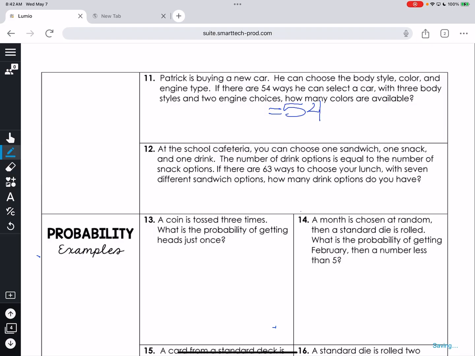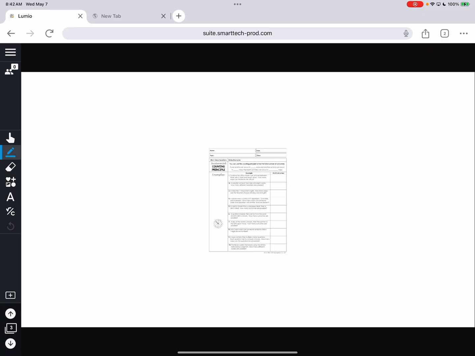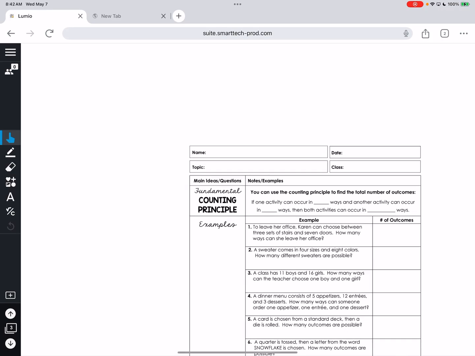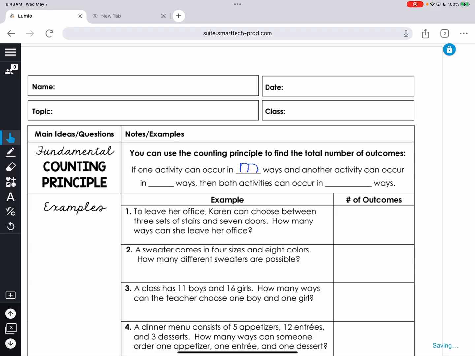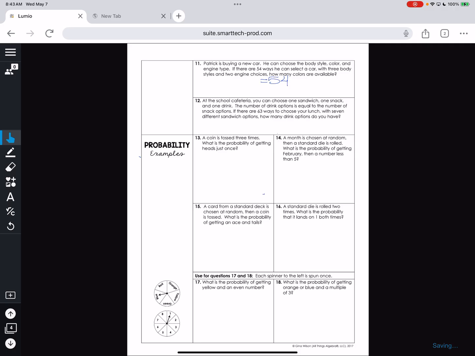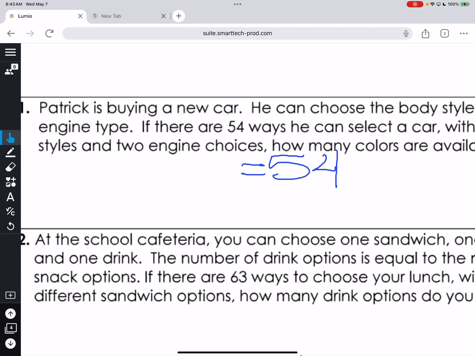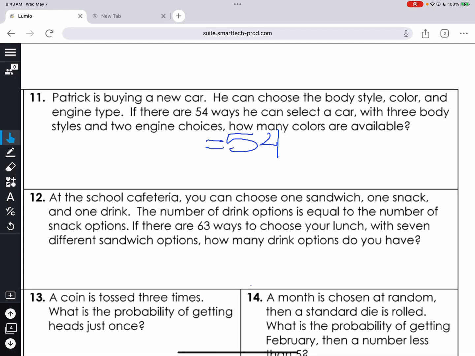So when we were back over here looking at your different options, what operation were we doing? If we have M ways and we have N ways, then you combine the activities by multiplying them, M times N ways. So we're going to be multiplying to figure it out. So, what do we know? What are we provided?